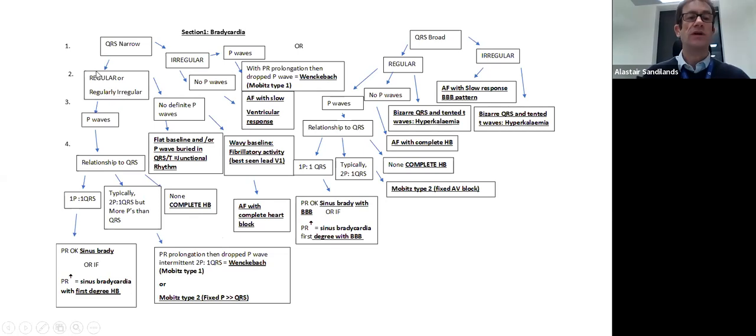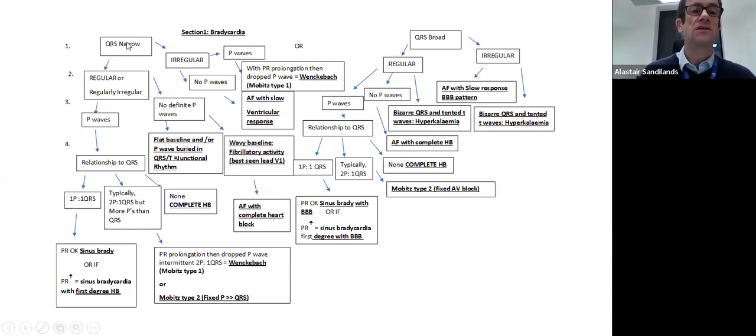Okay, so is the rhythm regular or irregular? If it's irregular, we think it might be atrial fibrillation, because it's still conducting through the AV node. The next question is whether there are P waves. Is our sinus node working or not? If there are P waves and it's an irregular rhythm, we probably have Wenckebach block. If it's an irregular rhythm with no P waves, then we've got to think AF conducting through, but there's a slow ventricular response.